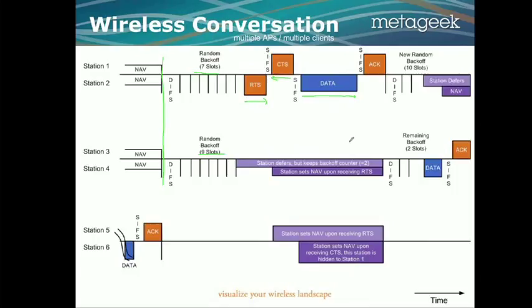Meanwhile, all the other stations, they hear the request to send, they hear the clear to send, and they say, oh, someone else is talking, I'm backing off. And they actually power down to save their battery. As soon as they hear the acknowledgement, it's someone else's turn to talk. One of them has a remaining backoff timer of 2 slots. That means he wins, sends his data frame, receives an acknowledgement.